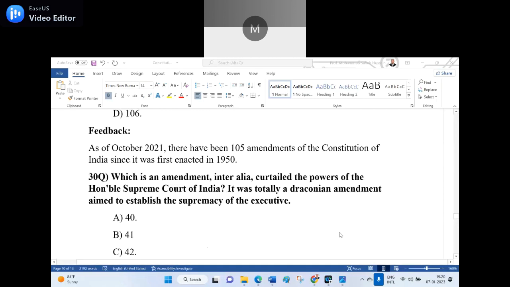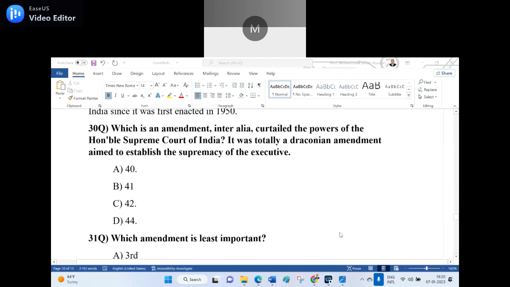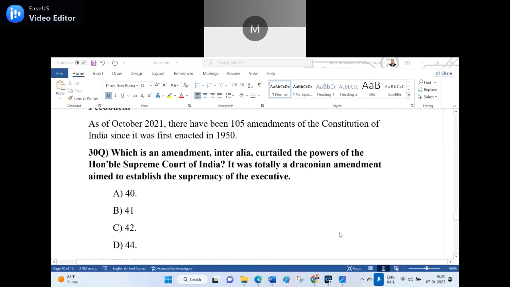30th question. Which amendment, inter alia, curtailed the powers of the Honorable Supreme Court of India? It was totally a draconian amendment aimed to establish the supremacy of the executive. Options: 40th Amendment, 41st Amendment, 42nd Amendment, 44th Amendment. Option C, sir, 42nd Amendment. When you hear draconian, number one, a frustrated amendment, number three, the worst amendment in the period of Indira Gandhi. Among all the amendments, it is a draconian amendment.